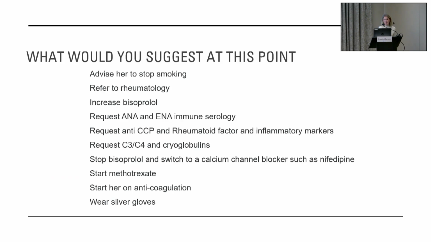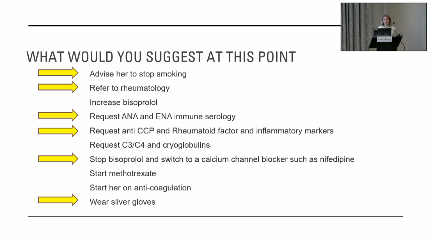So what would you suggest to her at this point? So I'm going to get her to stop smoking, or ask her to. You'll refer to rheumatology. Now, you could request, I put ANA and ENA, but you're going to request an ANA, and then what you might think is if it's positive, it will go on to be reflexed into an ENA. And this depends on where you work in the country. And CCP, rheumatoid factor, inflammatory markers, because it could be secondary Raynaud's from a rheumatoid arthritis, if she's had some arthralgia.